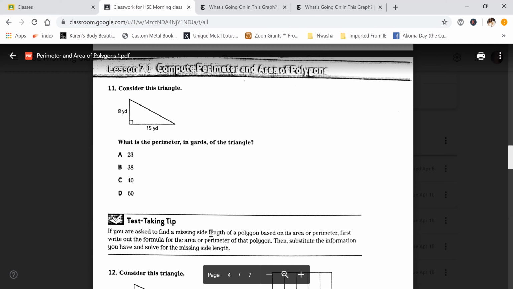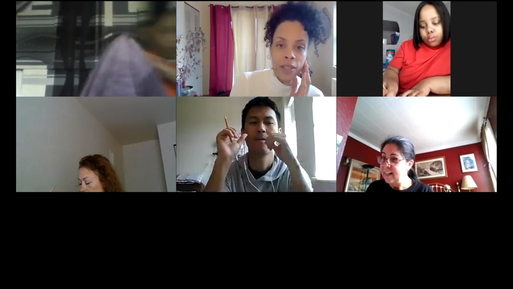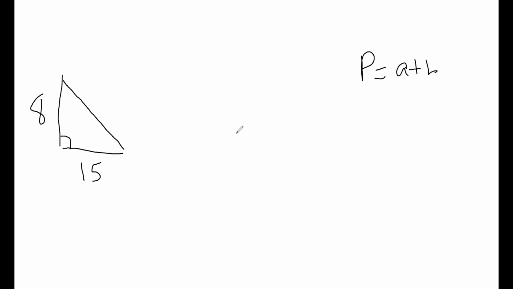Okay, let me see. The little sheet of paper. All right, so for this one, if you're still looking at it, let me see if I can draw one. So we're going to say that's a right triangle. And we have 8 and 15. So the perimeter formula is actually the 3 sides. You don't know the third side, so you have to use the Pythagorean theorem.